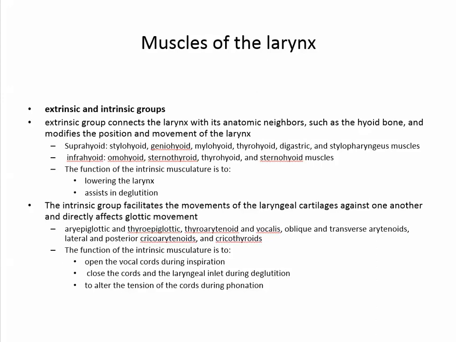The main muscles of the intrinsic group include the aryepiglottic, thyroepiglottic, thyroarytenoids, and vocalis, oblique and transverse arytenoids, lateral and posterior cricoarytenoids, and the cricothyroids. And the main function of the intrinsic group of muscles is to open the vocal cords during inspiration, close the cords and the laryngeal inlet during deglutition, and also to alter the tension of the cords during phonation.